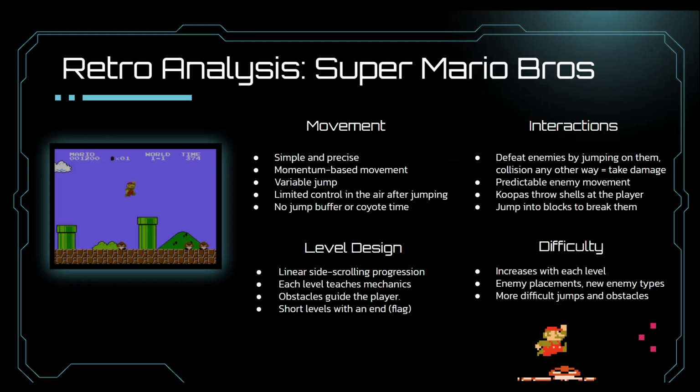The level design in Super Mario Bros. is very linear and it is a side scroller, so you just have one path that you have to follow until you reach the end. Each level gradually teaches the player mechanics, and you start with simpler levels, and there are also obstacles to guide the player. The difficulty also ramps up with each level, so the game introduces new enemy types with new moves and more difficult platforming and obstacles.